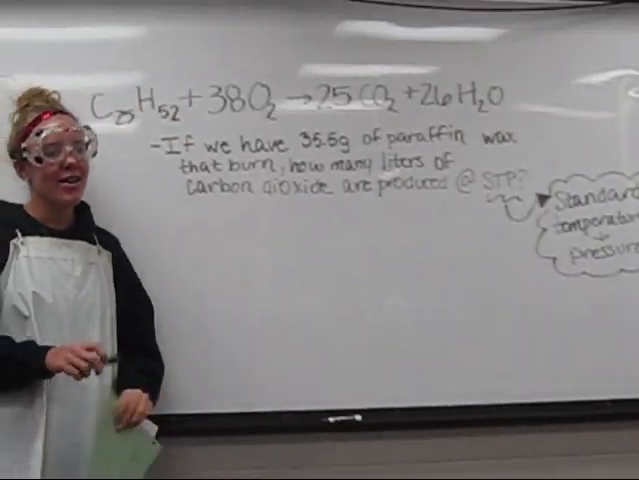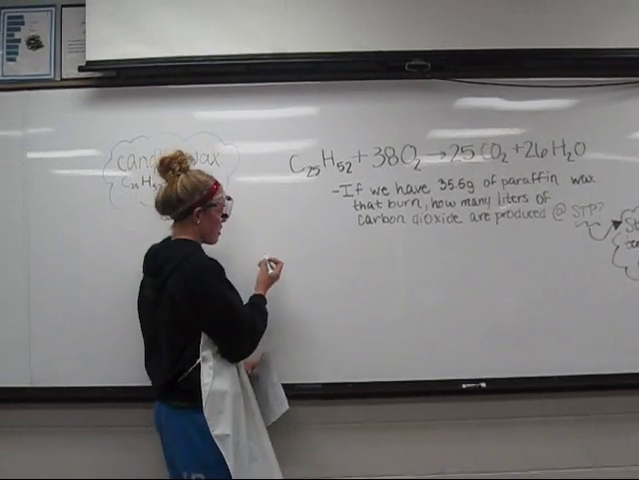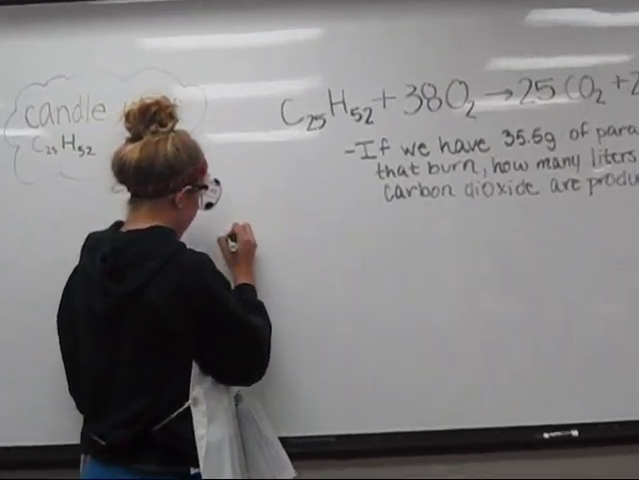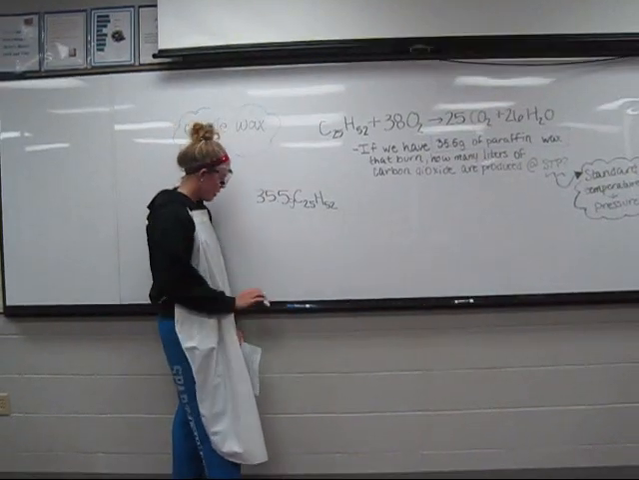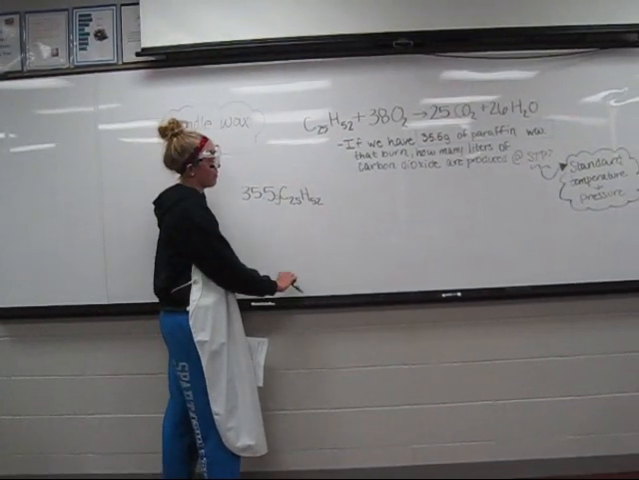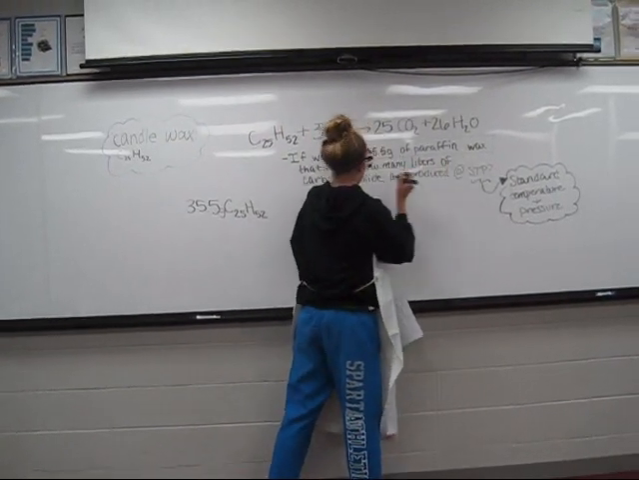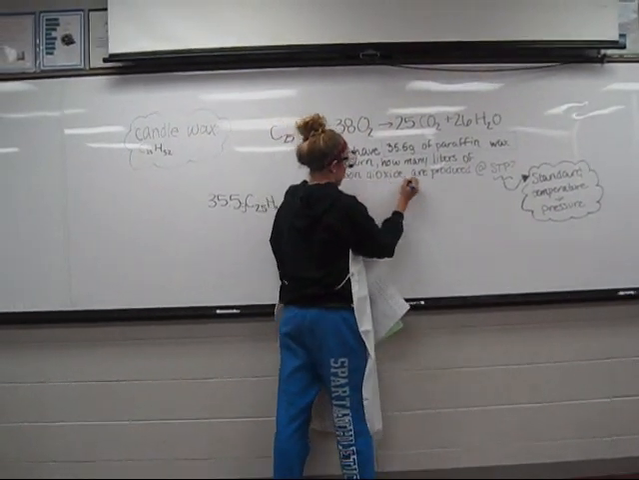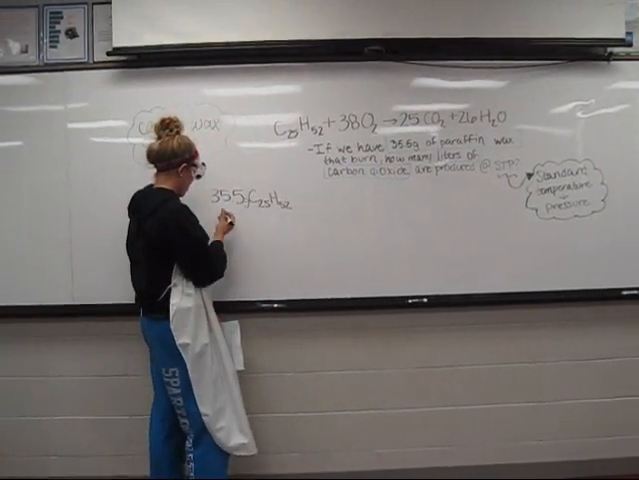To start off, you first have to write the given, which is 35.5 grams of paraffin wax. The second thing you need to do is identify what you're trying to find, which is liters of carbon dioxide. Then you need to write that at the end of your problem.